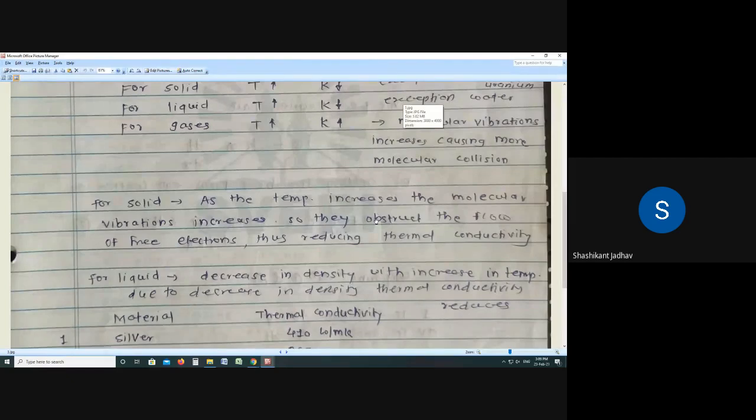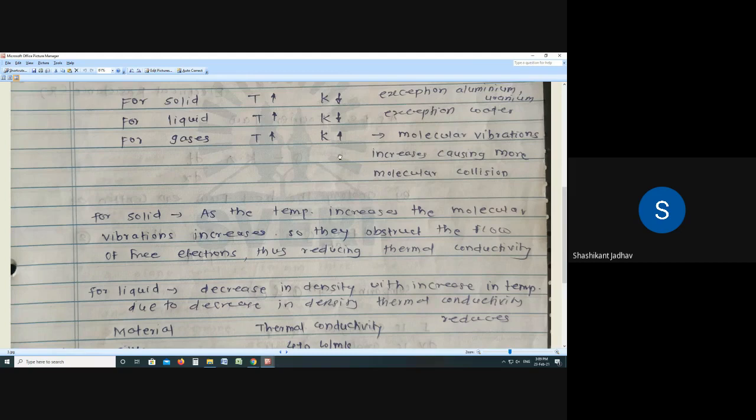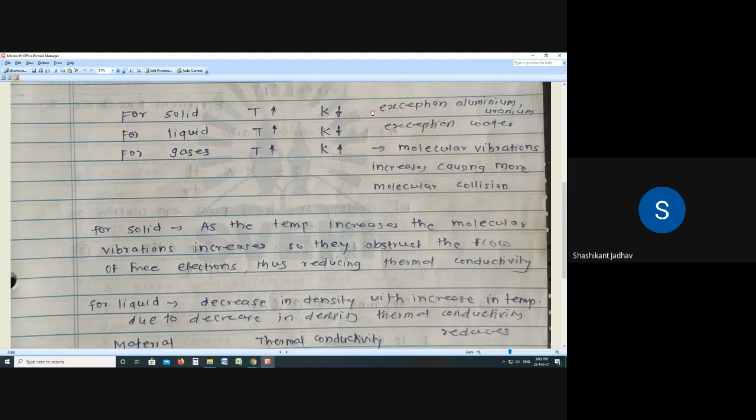Okay, then write down the next line: for gases, if temperature increases, then thermal conductivity will increase. So many times this type of question will be asked in MCQ type questions.